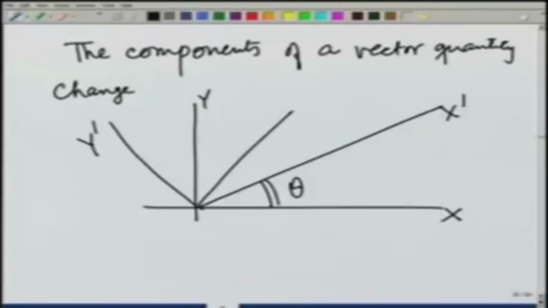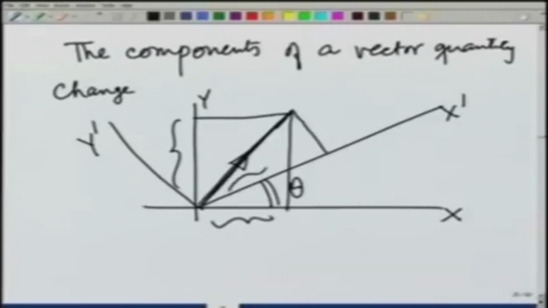For the same vector quantity, which in space is still pointing in the same direction, has the same magnitude, this is going to be x component, this is going to be y component. On the other hand, the x prime component is going to be this and y prime component is going to be this. And the relationship between x prime and y prime component and x and y component is well known, and that is what we are going to derive now. So, a vector quantity must follow that relationship, its components should change according to that relationship when we go from one frame to another frame which is rotated with respect to the first frame. So, let us derive the relationship.